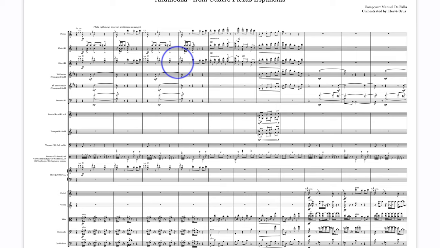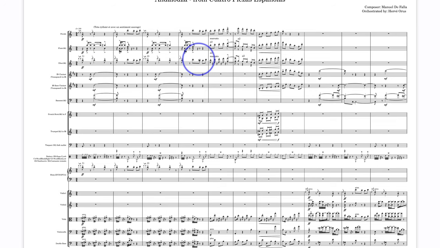So, one last thing, and that is, I've noticed, this is the second score I've noticed so far in this group of the first wind player getting a bit of melody, and then the second wind player getting a bit of melody. Really, just in cases like this, give it all to the first, right? That is their job.